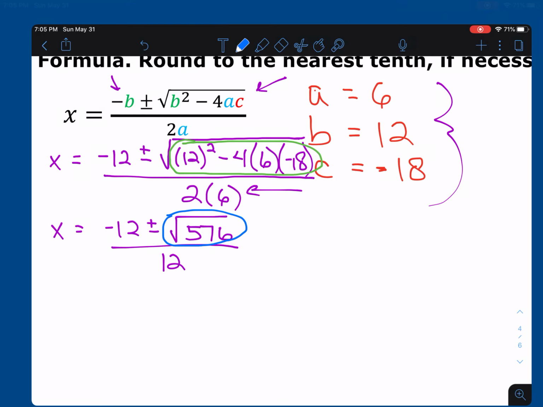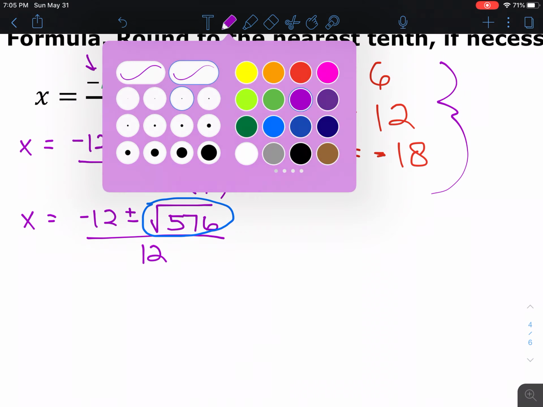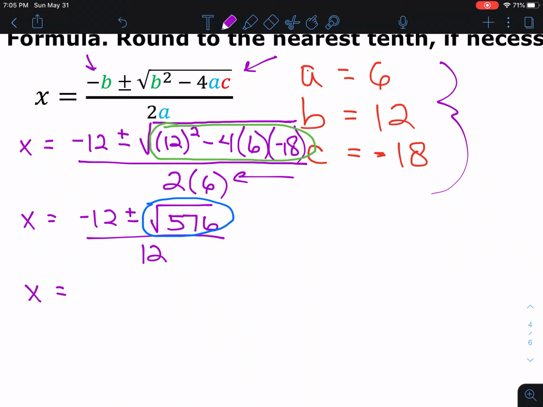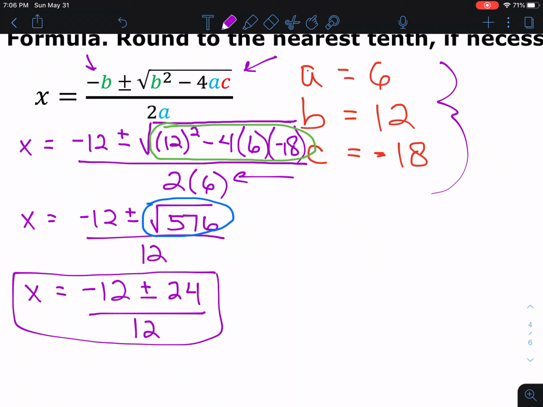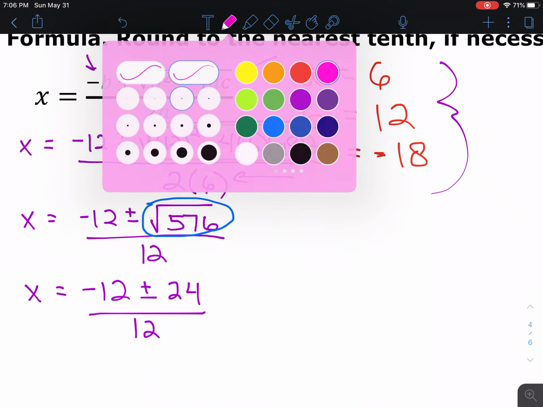So we're going to write x equals negative 12 plus or minus. Now instead of what we circled there, instead of the square root of 576, we are now going to write 24. And that's still all over 12. Okay, now this right here represents 2 answers. So I'm going to write those out so you know what those 2 are.